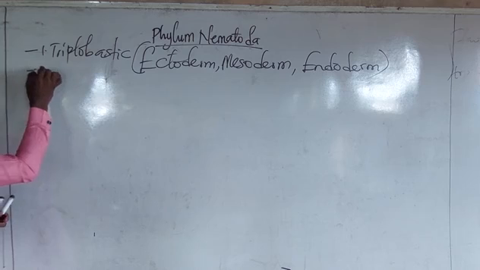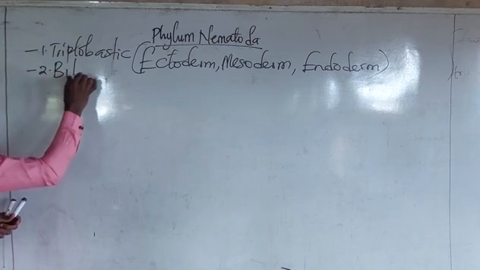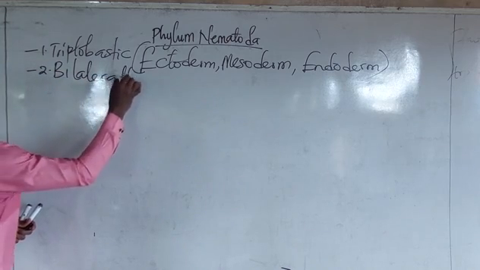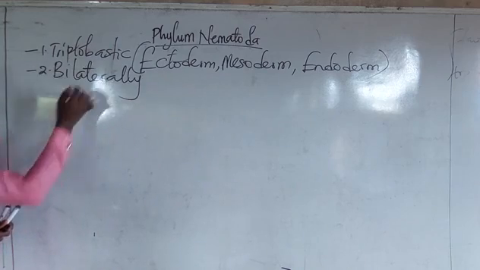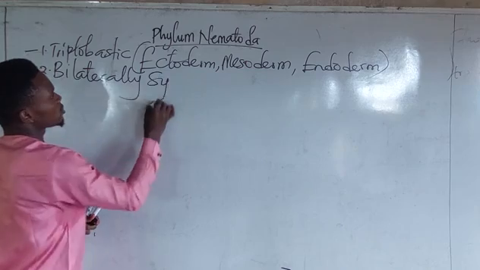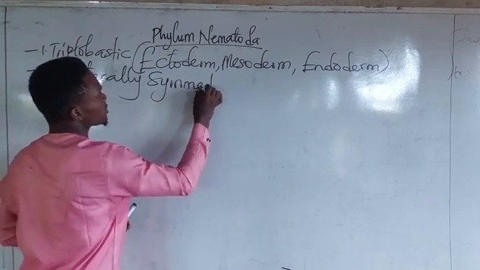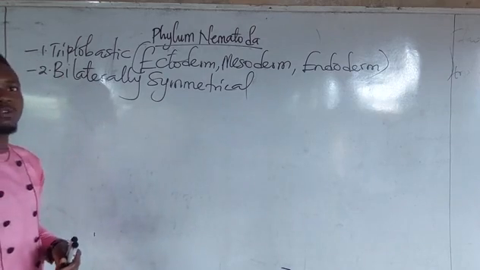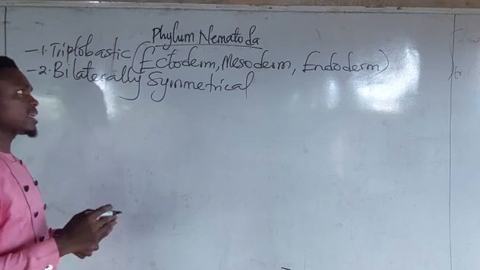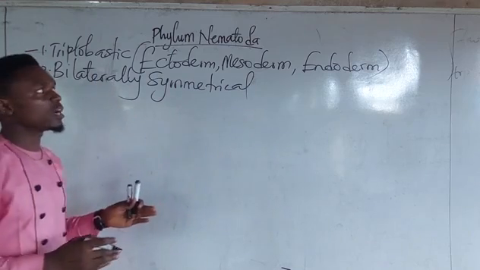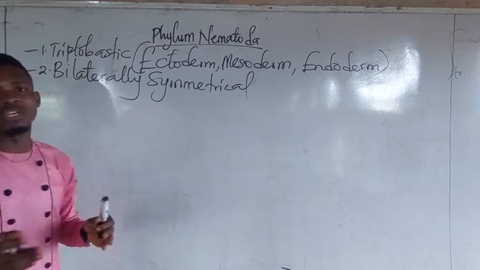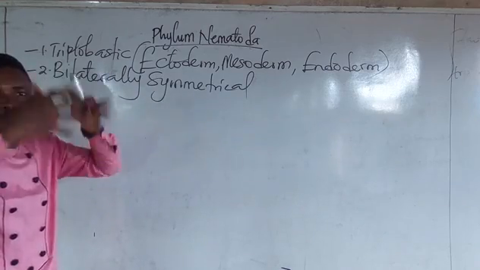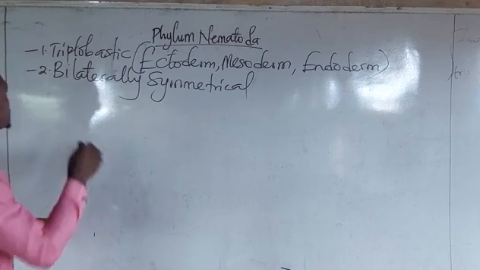Triploblastic. Number 2, these organisms are bilaterally symmetrical. These organisms are bilaterally what? Symmetrical. What does that mean? It means that they can be dissected into 2 equal halves. They can be dissected into the left structure and the right structure, having equal constituents or components.